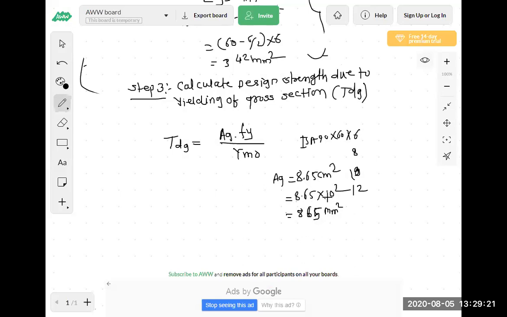Please, everyone, did you understand this step, how to select the gross area from the steel table? For this angle section, they have given this AG, gross area, sectional area. They have written small a in this steel table, but we are calling it the gross area. So 8.65 centimeter square, we have to convert into mm square, so into 10 raised to 2. So 865 mm square is the gross area. Are you getting it, everyone?